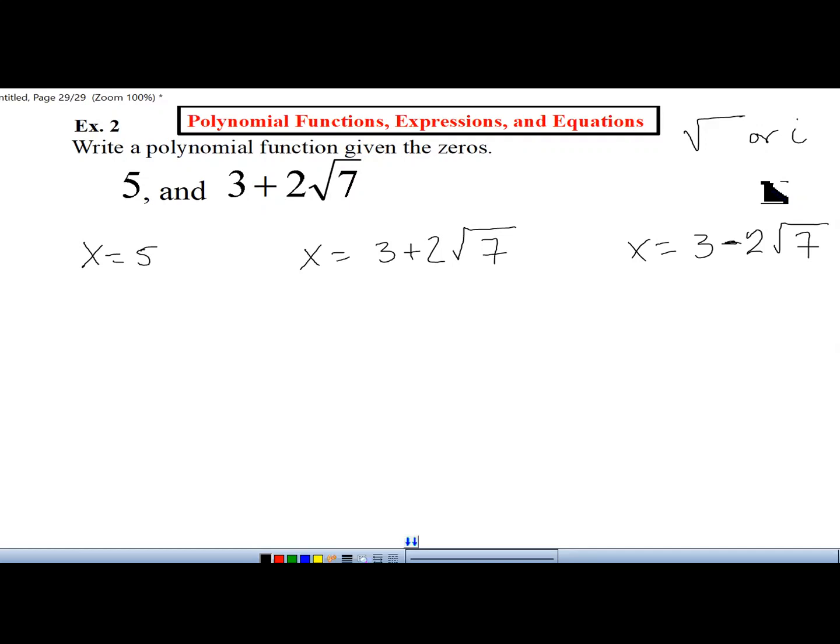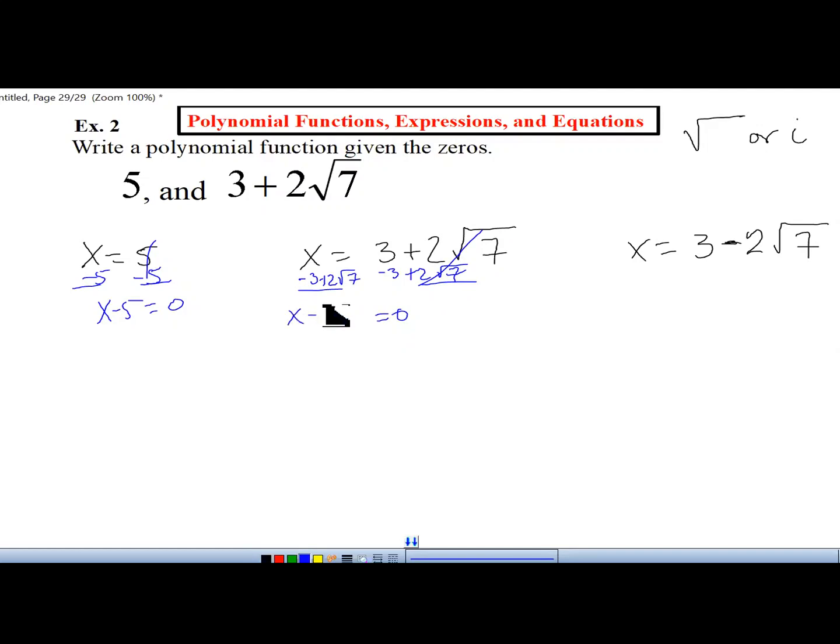All right, so we need to write our equation or our function given the 0. So look, I need to set this equal to 0. So once you have it like that, you need to set it equal to 0. So minus 5, x minus 5 equal to 0. I'll stop there. Look at this one. Minus 3 plus 2 square root of 7 on both sides. So now it's equal to 0.